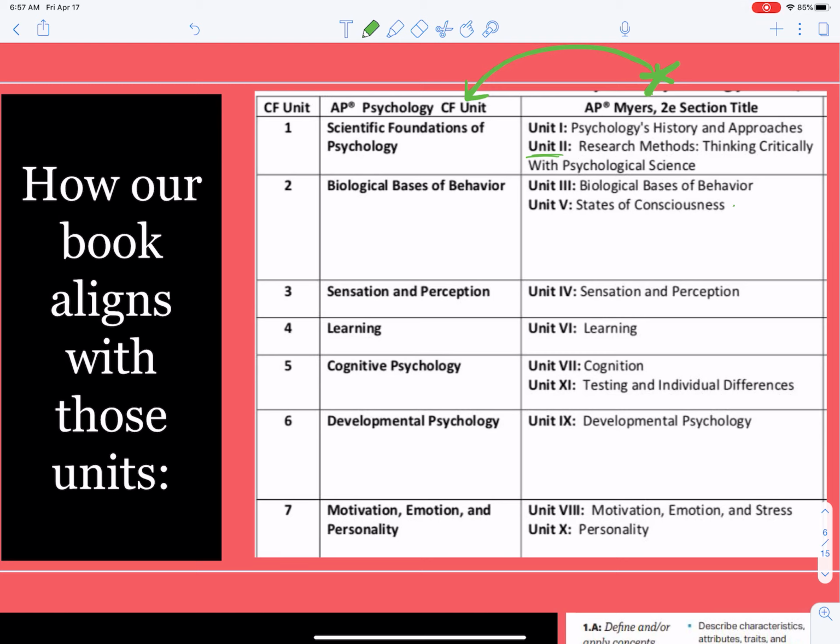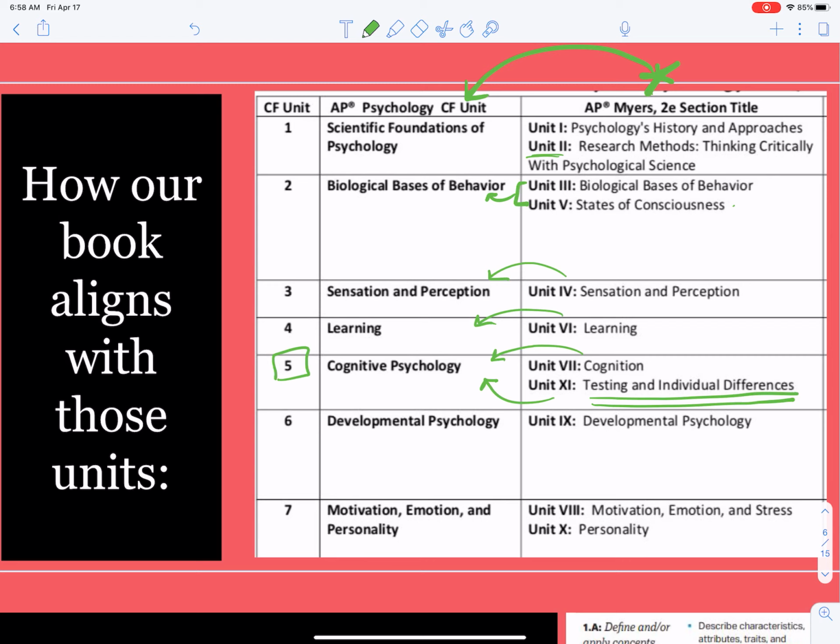They lumped those 2 units in our textbook into what they call Unit 2 in the new curriculum. Sensation and perception is the same. Learning is the same. Cognition is part of cognitive psychology. And the most recent unit we did, testing and individual differences, is also part of their cognitive psychology unit number 5, which is why I gave you that AP Classroom assignment the other day.